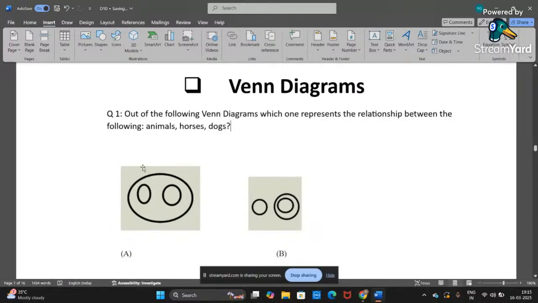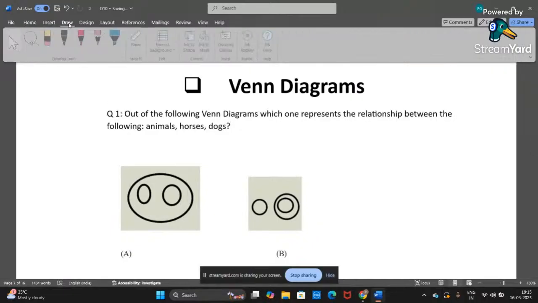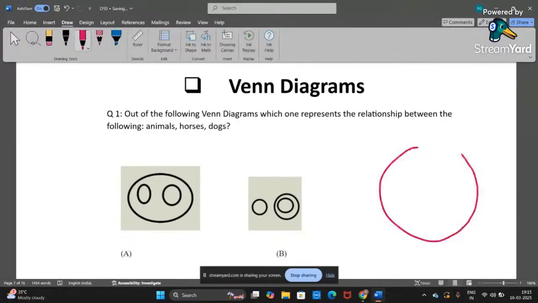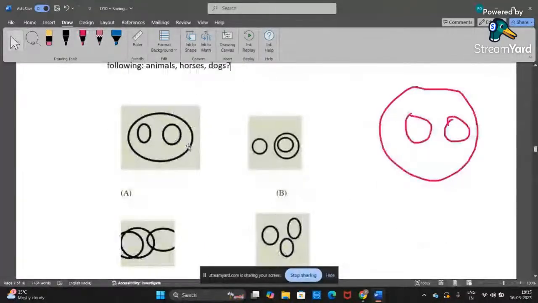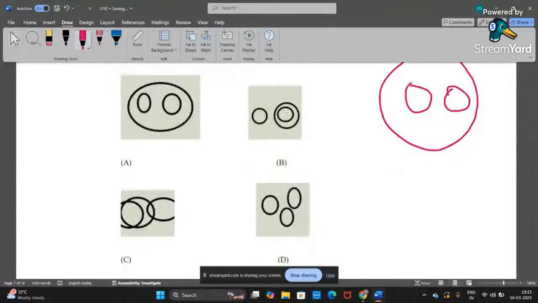First, let us draw this. Animals. Inside animals, we have horse and dogs, right? So, which option is correct in this? Obviously, inside animals there are horse and dogs. This is not correct, this is also wrong, and this is also wrong. This one is the correct option. Okay.